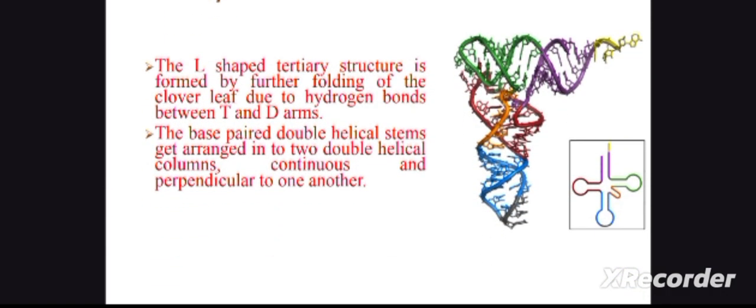So the tertiary structure of tRNA. The L-shaped tertiary structure is formed by further folding of the clover leaf due to hydrogen bonds between the T and D arms. The base paired double helical stems get arranged into two double helical columns, continuous and perpendicular to one another. Here you see the tertiary structure of the tRNA, the L-shaped structure.